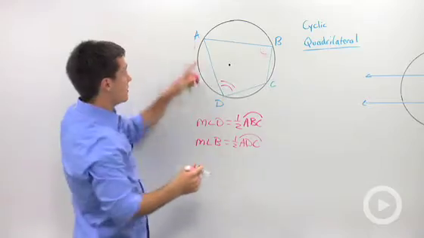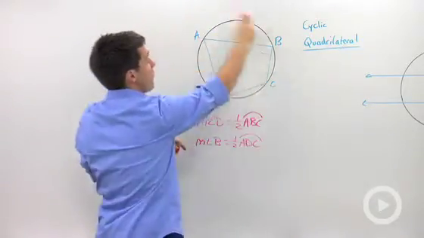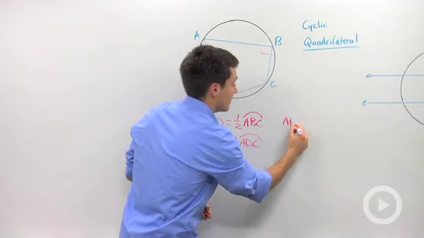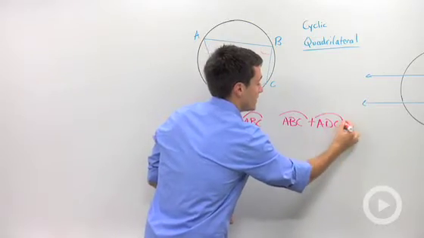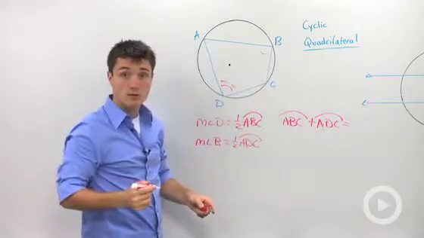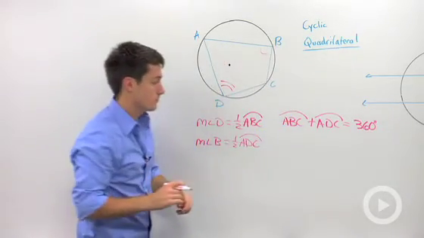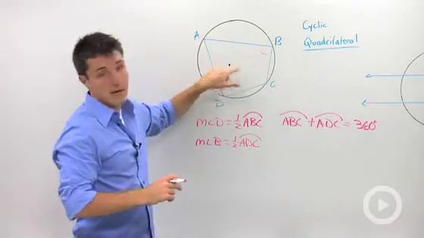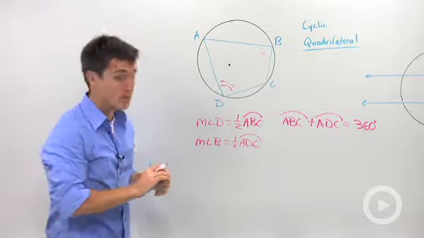And if I look at arc ADC and arc ABC, they form a full circle. So I could write over here that arc ABC plus arc ADC must sum to 360 degrees. But that doesn't tell us anything specifically about opposite angles. So let's see what happens if I add up angle D and angle B.